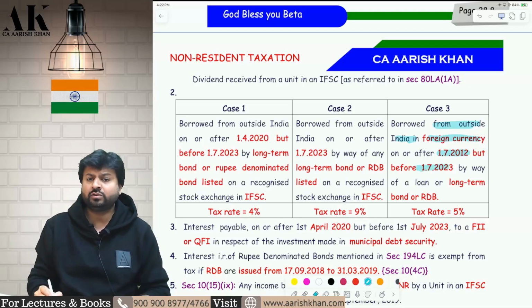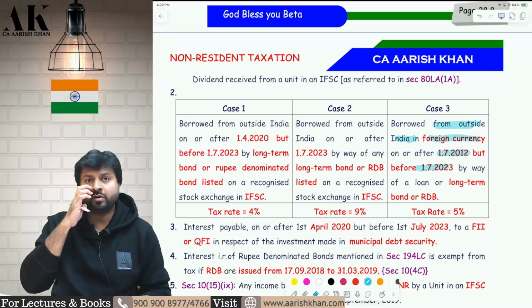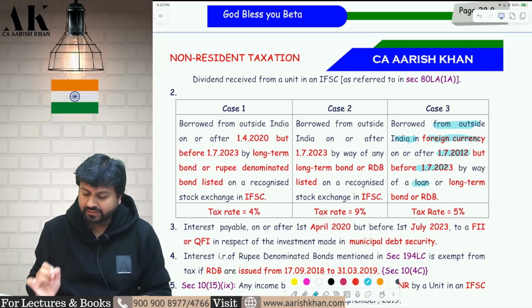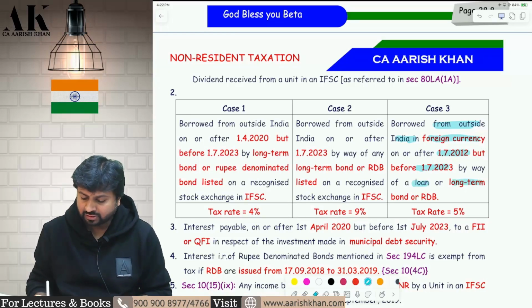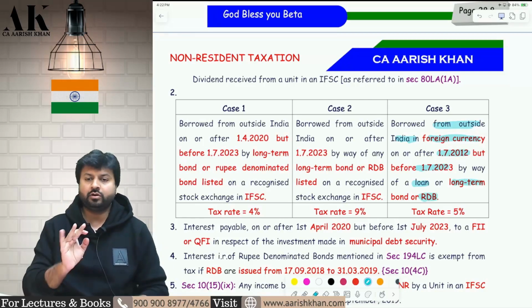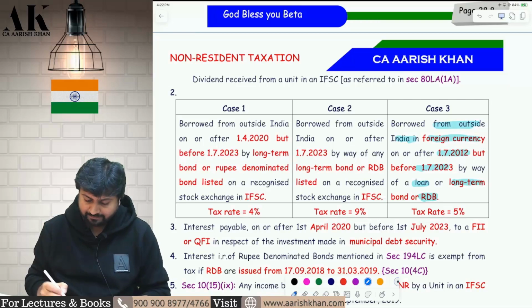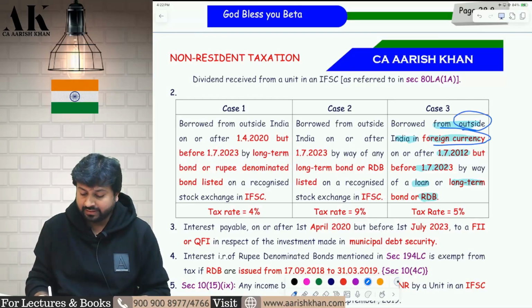But before 1st July 2023, and the money should be borrowed in 3 forms. Either it has to be in the form of a loan, or in the form of long-term bonds, or in the form of a rupee denominated bond. Okay. So if you have borrowed the money, listen carefully. From outside India, condition number 1, if you have borrowed the money in foreign currency, between this period and in these 3 forms, then your tax rate is 5%.